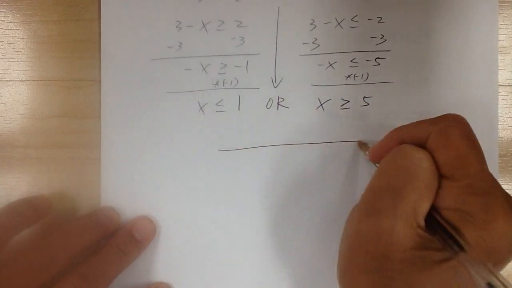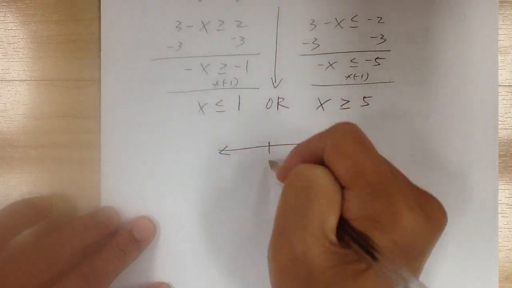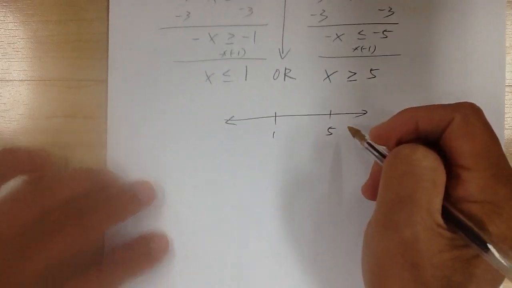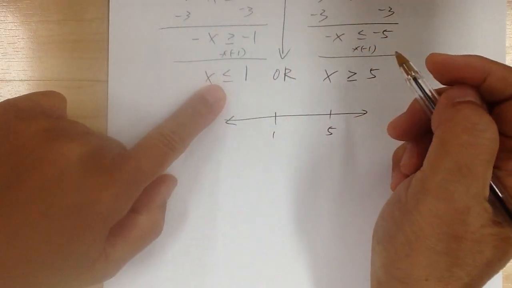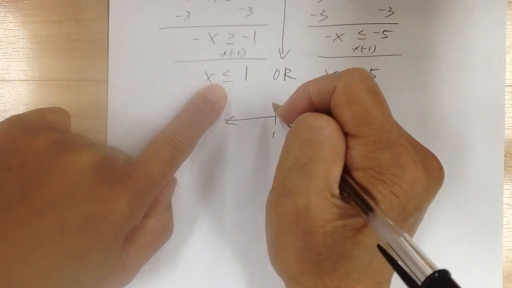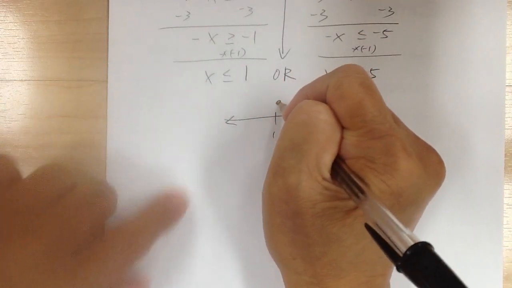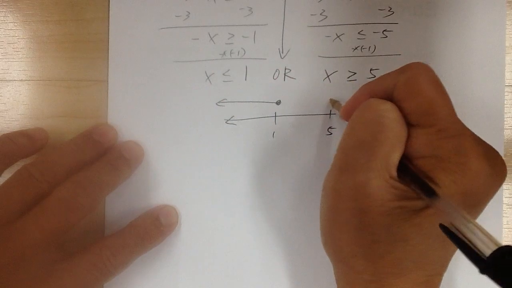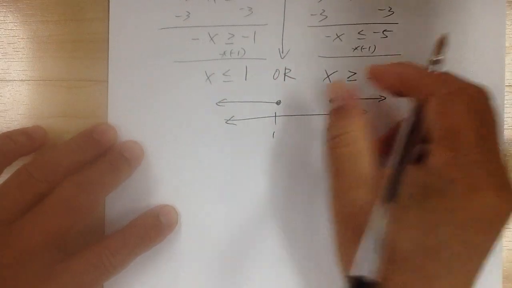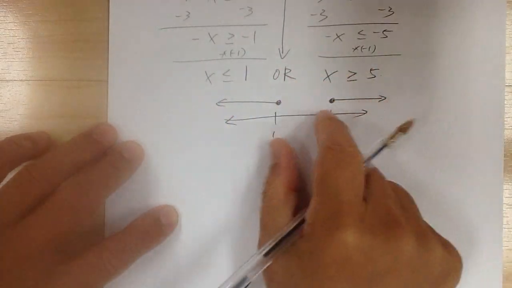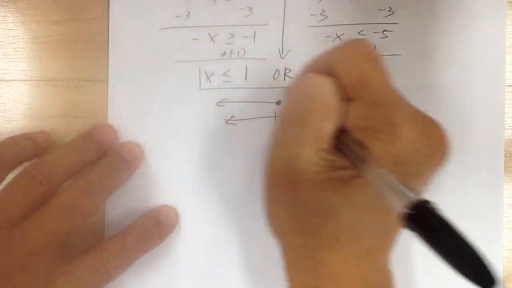Okay, and then you have to sketch, so you got 1 and 5. So this one is less than or equal to, so it's going to be this way. This one is greater than or equal to 5, so it's this way. So or means everything, so the answer doesn't change. So this is your final answer.